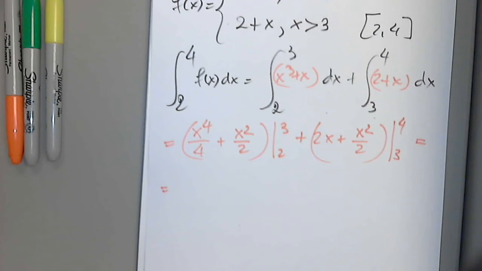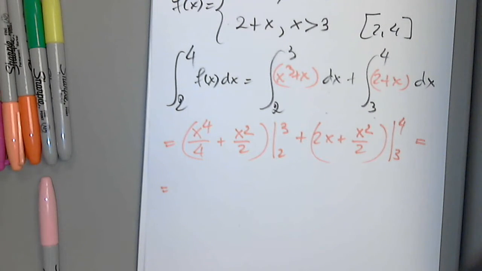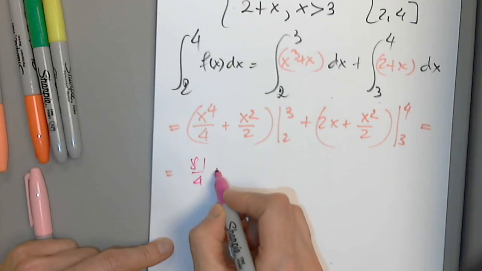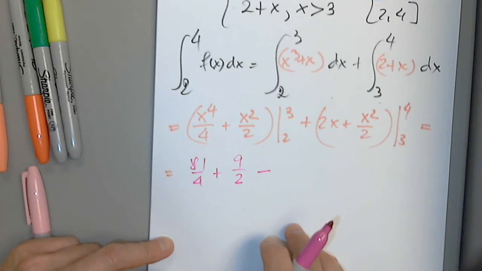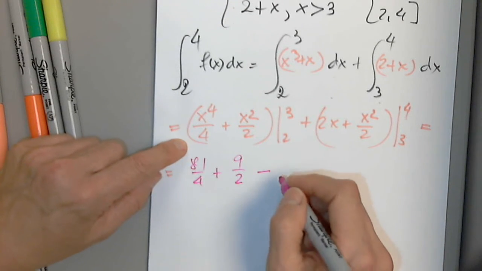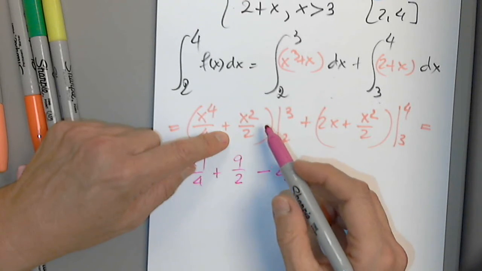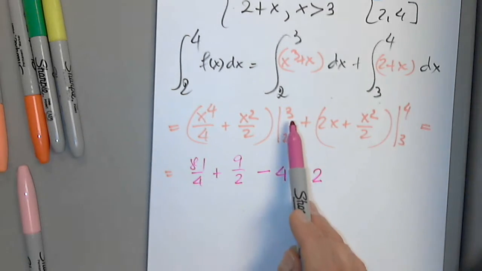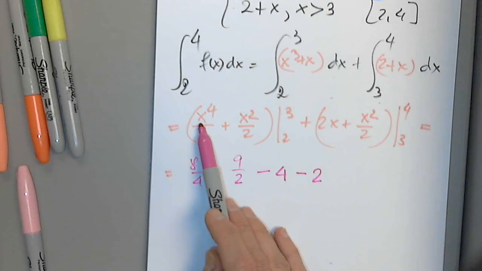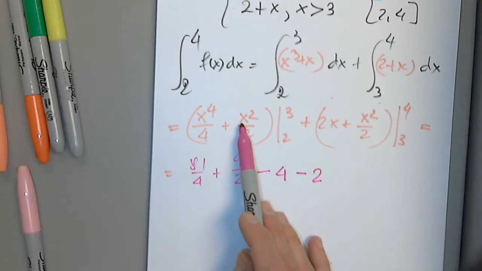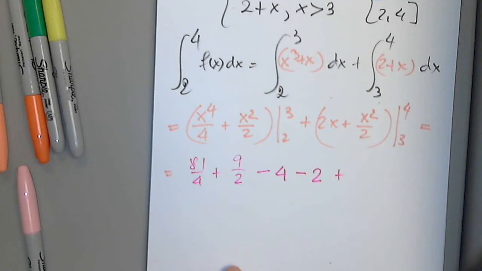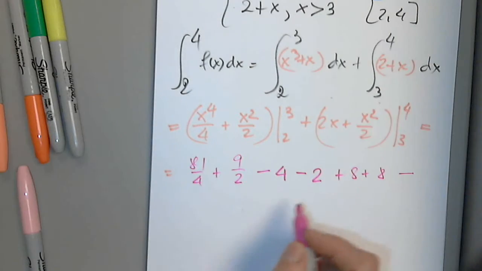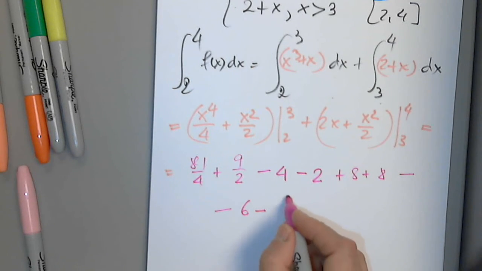This is not a friendly situation because of the numbers that we have to plug in. The rest is quite straightforward, but now I have to plug in 3. 81 over 4 plus 9 over 2 minus, when I plug in 2, 16 over 4 is 4 minus 4 divided by 2, which is 2. So one more time, what this means is we plug in 3 and we get 81 over 4. We plug in 3 and we get 9 halves. Minus when I plug in 2, 16 over 4 is 4. And when I plug in 2, 4 over 2 is 2. Plus, now I plug in 4 and I get 8 plus 16 over 2, which is another 8. Minus, when I plug in 3, I get minus 6 and minus 9 halves.